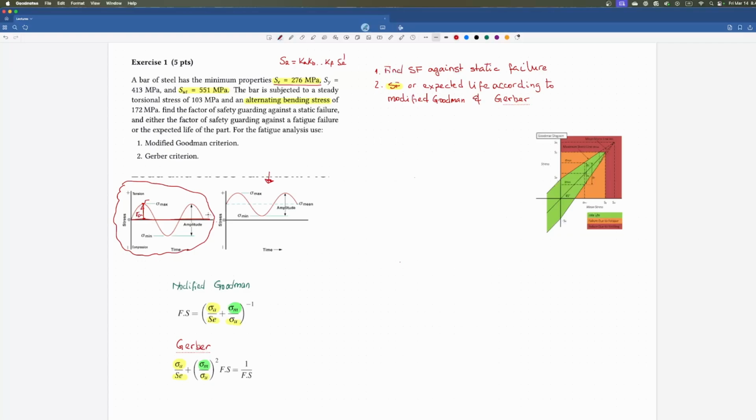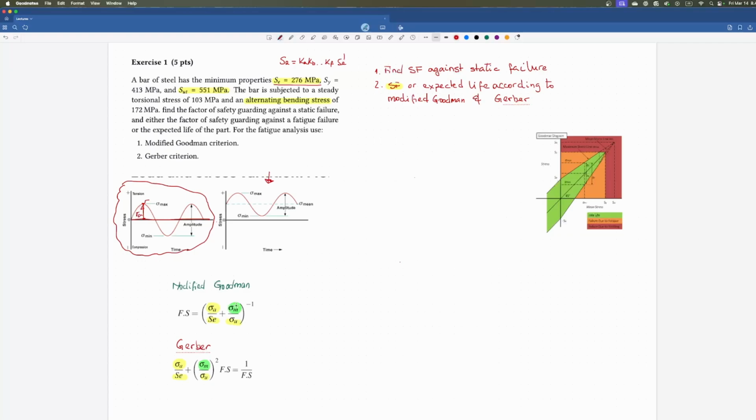And again, just to make sure you don't go rushing into this: taking directly the steady torsional stress is not the mean stress. It contributes to the mean stress, but that value of 103 megapascals is not the mean stress that you need to use. It is the main part of it, but it is not the one you need to use. So the main challenge of this problem is in calculating this mean stress.